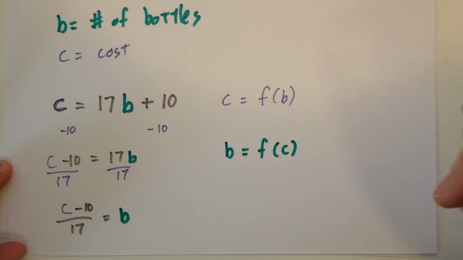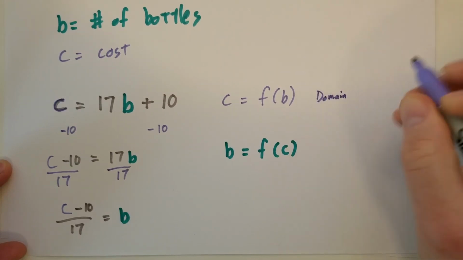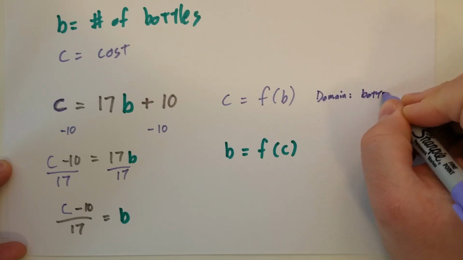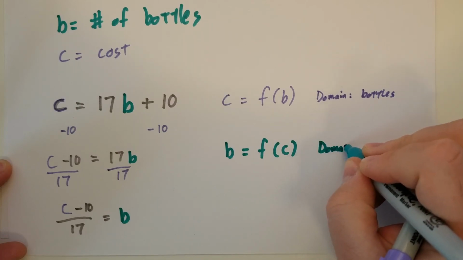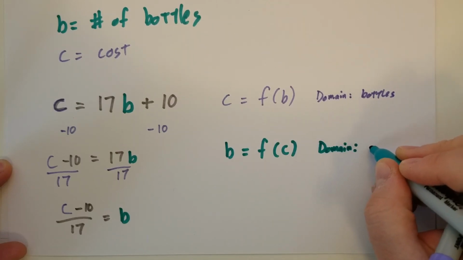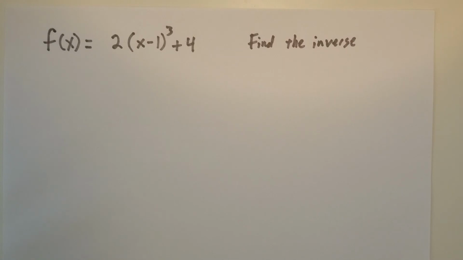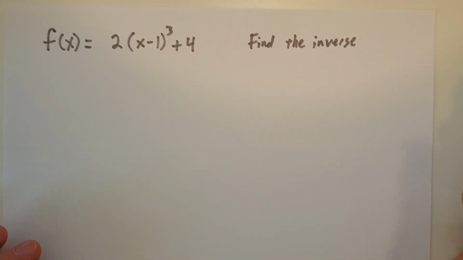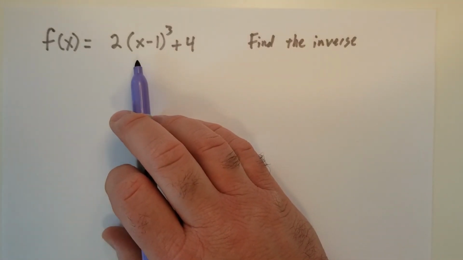The thing is that in this version, the domain is number of bottles. In this version, the domain is money. This problem is very similar to that, except it's not going to be as obvious what the input and output is because it's just a bunch of numbers. It doesn't have any context to go with it.